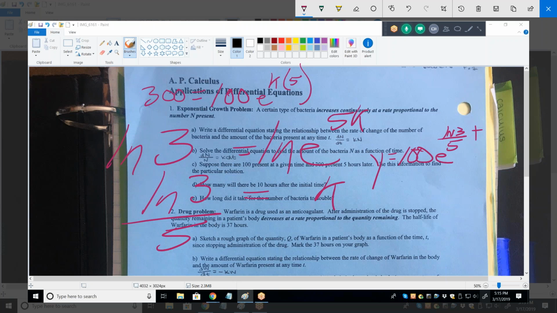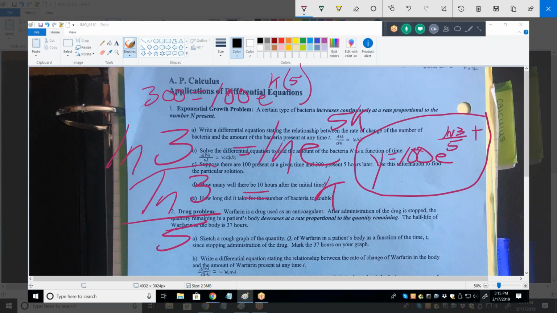In other words, this solution will allow us to calculate at any t. If you want to know how many bacteria are going to be there 8 hours later, this will tell you. Okay? Now, we have a choice here.